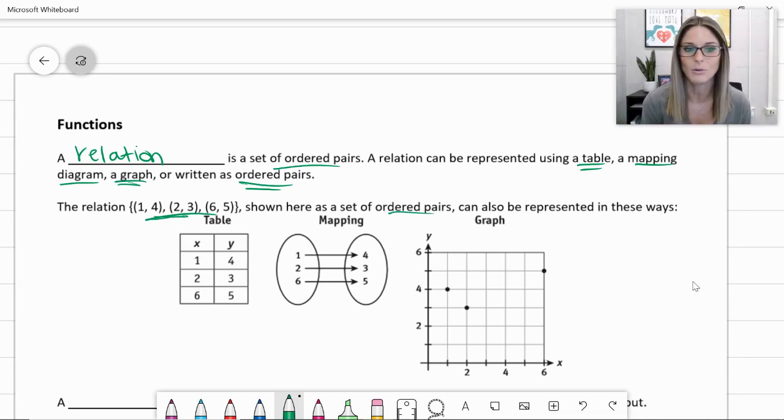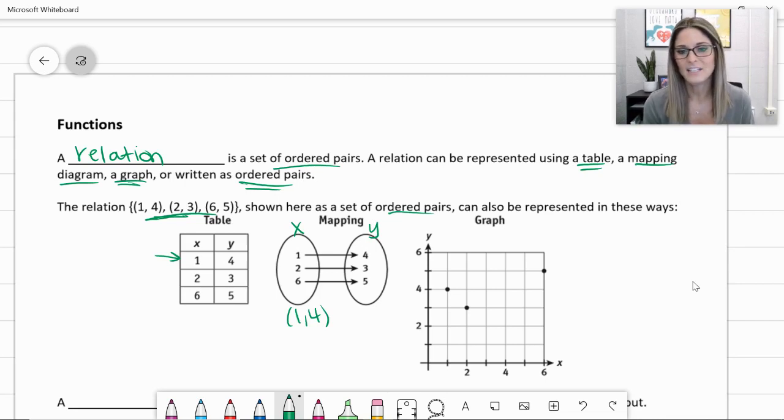I could show it in a table. You can see right here, that's the ordered pair (1, 4), then (2, 3), and then (6, 5). You're familiar with the table. I can also use what's called a mapping diagram, where we put our X values in one bubble, the Y values in the other. You list the numbers least to greatest in your bubbles, and then you draw arrows for how they're connected, like the ordered pair (1, 4). 1 has an arrow going to 4. 2 has an arrow to 3, and 6 has an arrow going to 5. So that's showing those ordered pairs that way.